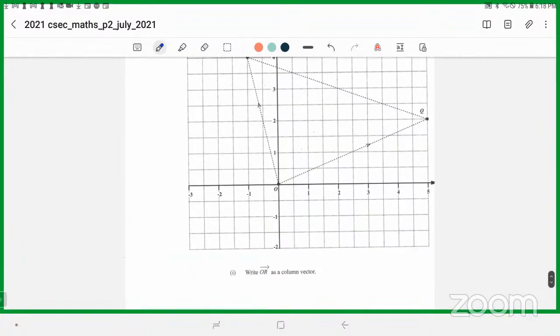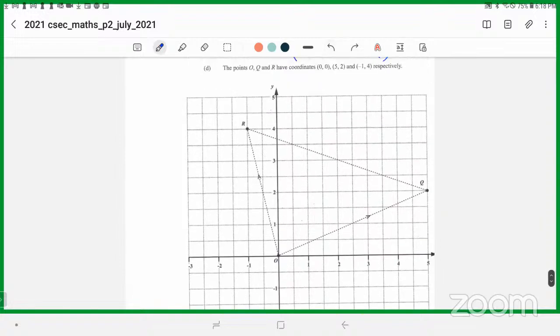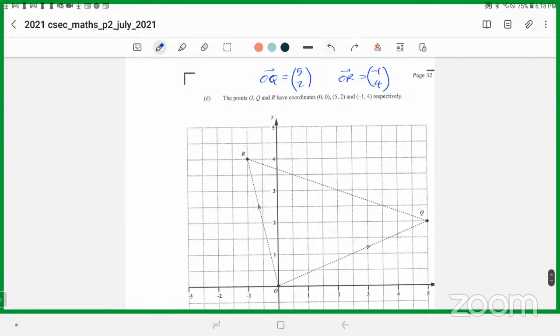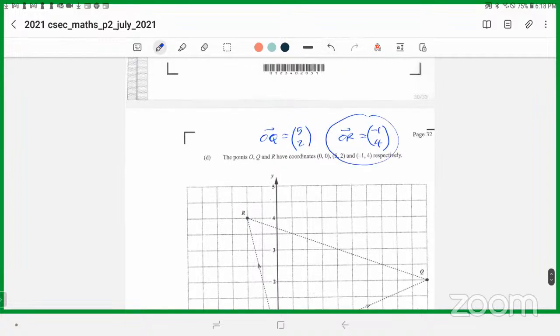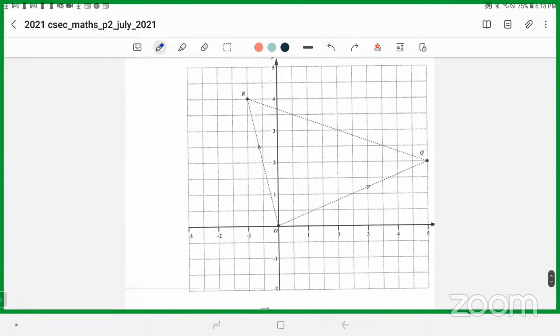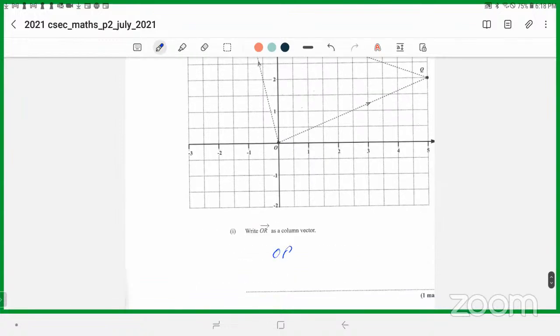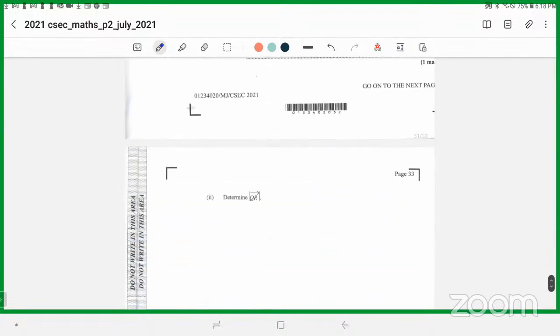Anyway, let's continue. Down here it says, write OR as a column vector. I see, easy question. They give you the point R, they want it as a column vector. So OR is -1, 4. Done.